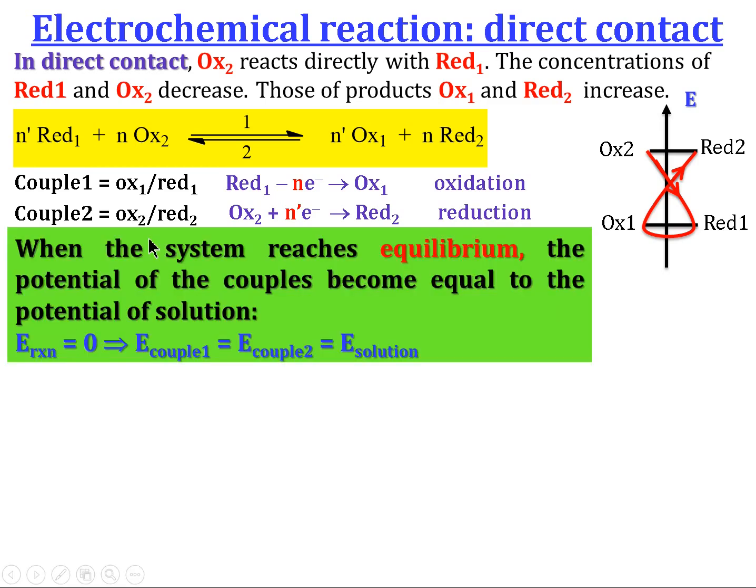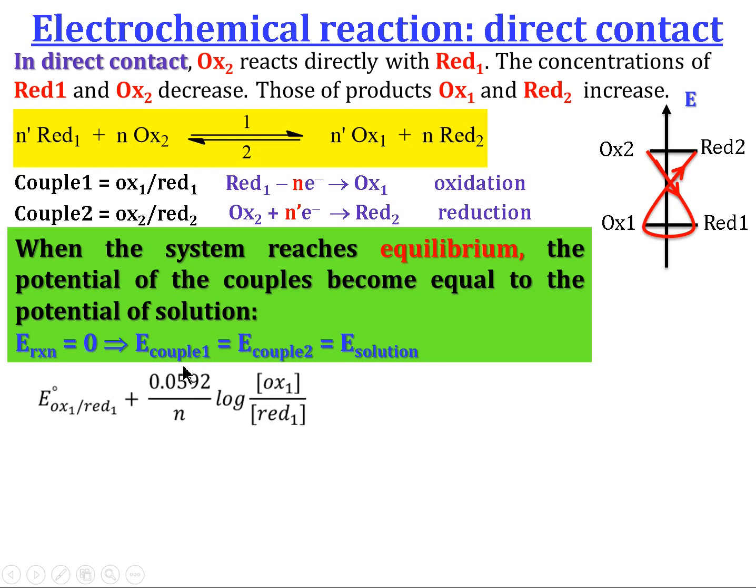So at equilibrium, E of the reaction is equal to 0. That means E reduction minus E oxidation equals 0. So E of the couples are equal. E of couple 1 is equal to E of couple 2, which we denote E of the solution.